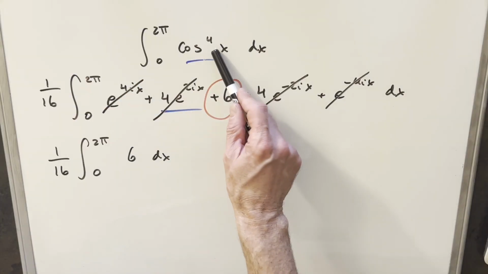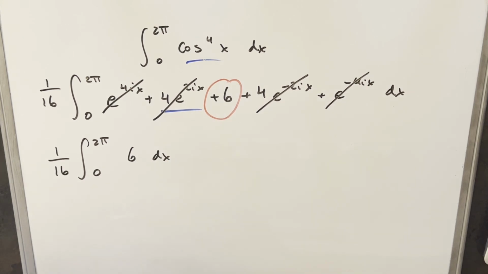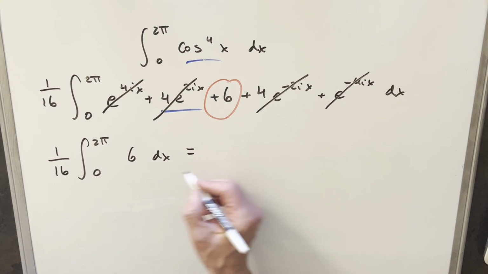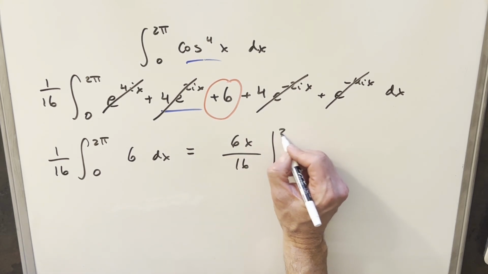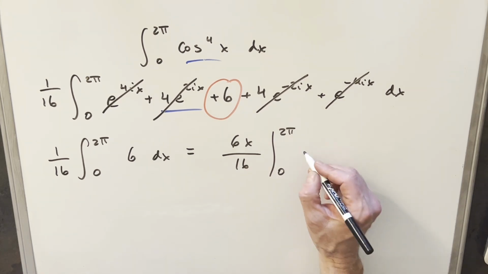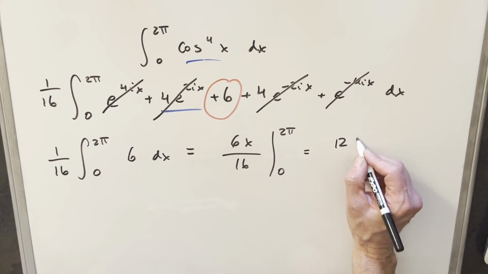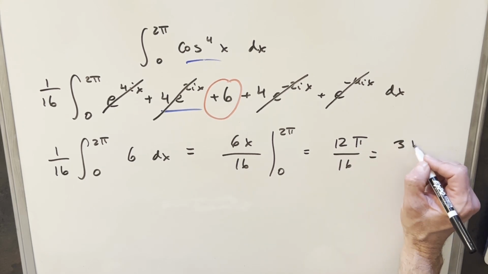So the key takeaway is that when we have an even exponent, not everything cancels out. We're going to be left with some constant term. But now this is easy to deal with. We integrate, and this is just going to be 6x over 16, evaluated from 0 to 2 pi. The 0 is just going to be 0, so I just need to plug in 2 pi here. We end up with 12 pi over 16, and if I reduce that, we get our solution of just 3 pi over 4.